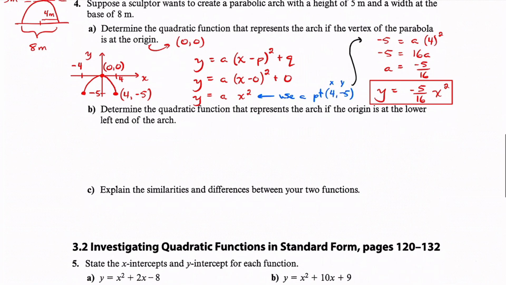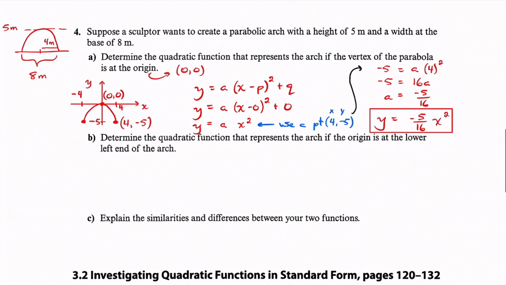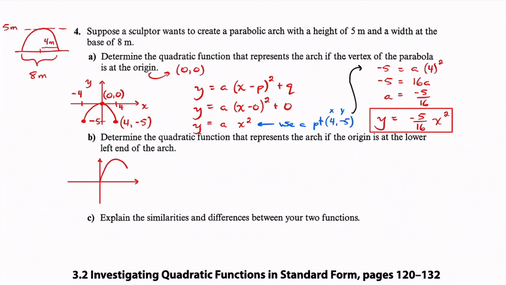It says determine the quadratic function that represents the arch if the origin is at the lower left end of the arch. So now the origin is going to be at the lower left end of the arch. So I got to take my graph and write it so that it's like this. So let's draw a picture of that. Okay, so here's my arch starting at the lower left end. I knew that the distance between one side to the other was 8, so all the way over to here is going to be 8.